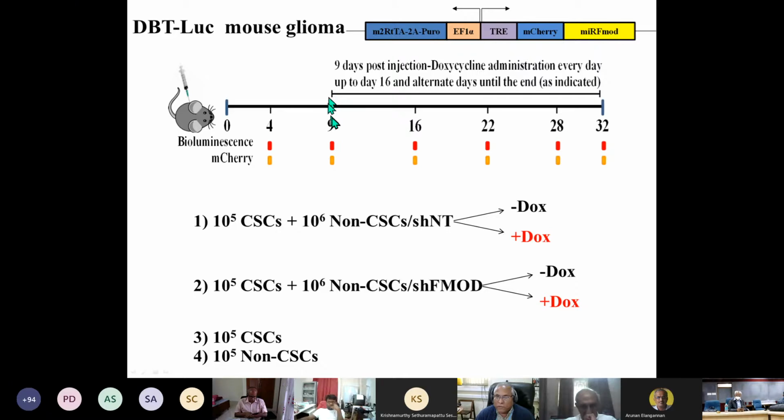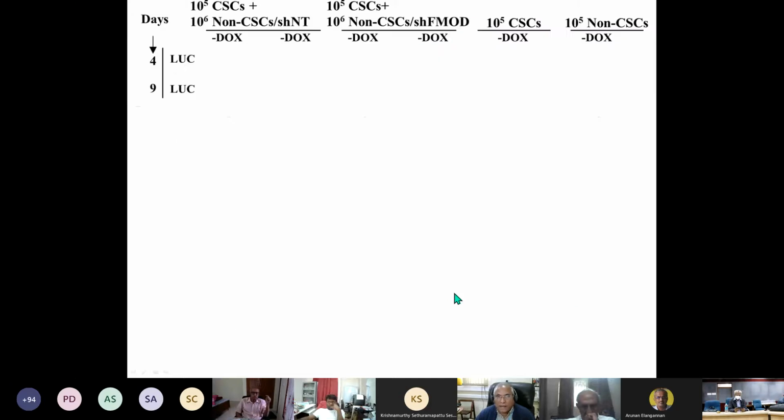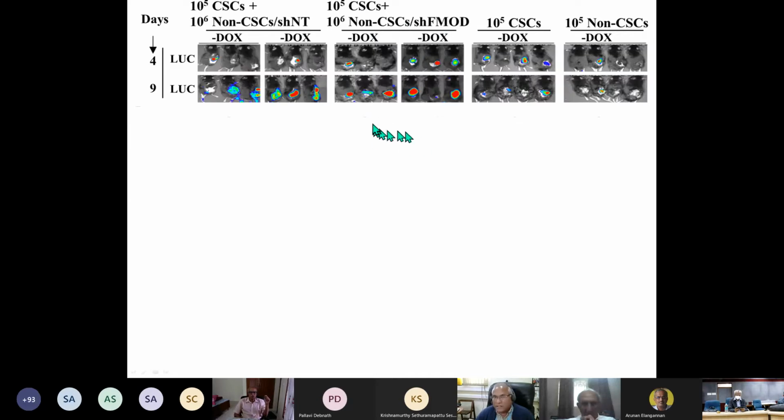And at the 9th day, we divide them into 2 groups, doxycycline and no doxycycline, and then continue to see whether, in the plus doxycycline case, FMOD silencing will happen and whether it will affect the help given by the non-CSCs to CSCs. You can see here a complicated experiment. You can see the shNT and shFMOD combination experiment up to 9 days, when doxycycline is not added.